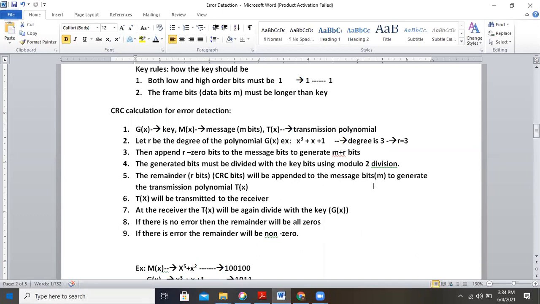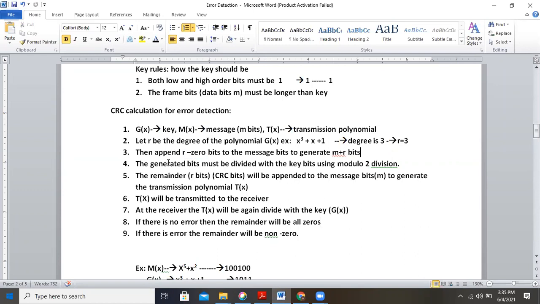That is, if I am taking a message of M bits, and the degree of the generator polynomial is 3, so R, then how many bits should I have? I should have M plus R bits. And these R bits should be 0 bits. For example, if I have 5 bits in the message and 3 bits in the generator polynomial, then to the message bits we need to add 3 0 bits. So 5 bits followed by 3 0 bits, totally 8 bits we need to generate.